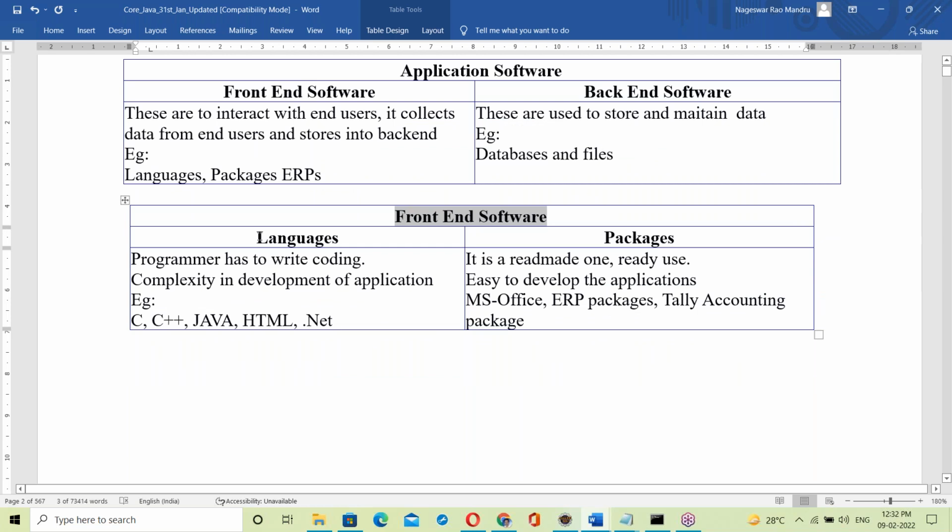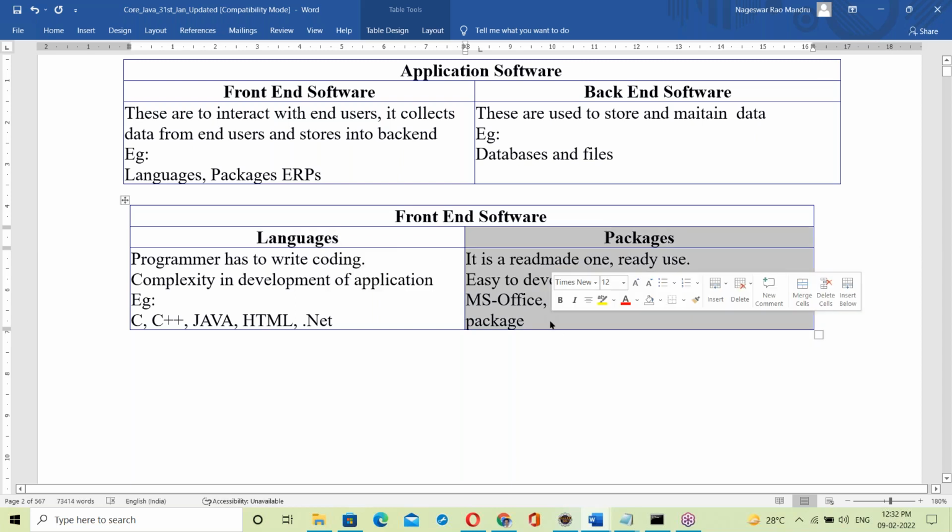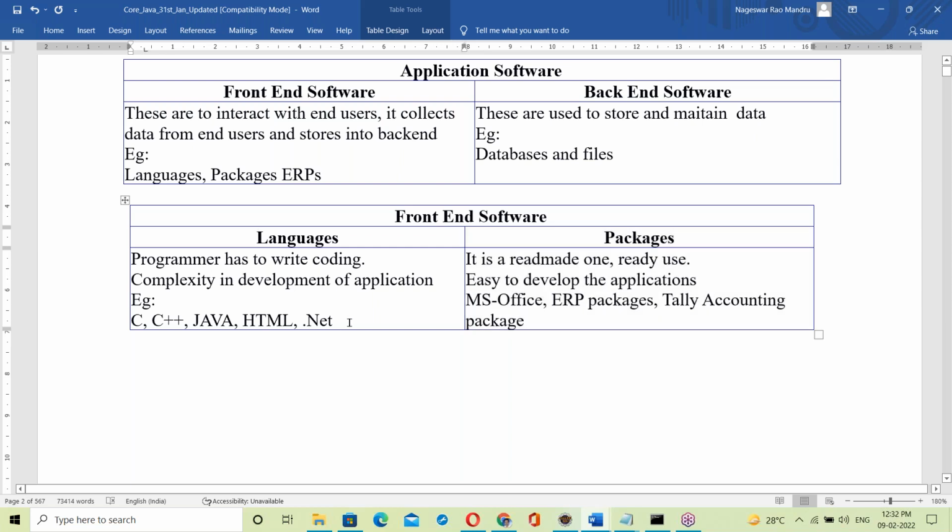In front end, there are again two categories: languages and packages. A package is ready-made and ready to use, like the MS Office package. Next, Tally ERP is a package. You get the package ready to use, no coding necessary. In a language, we should write code.